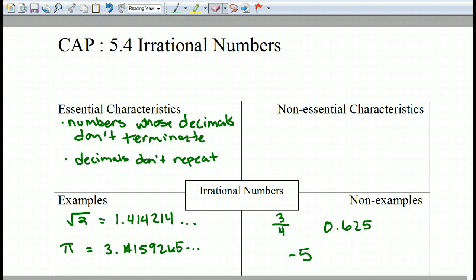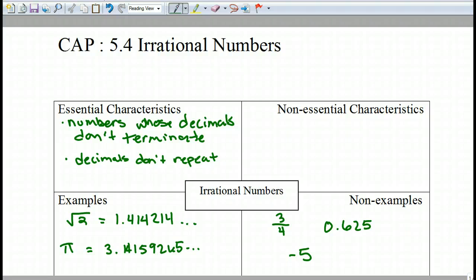That's the same kind of thing you have to think of when you think of numbers that are irrational. They're numbers whose decimals don't terminate. They go on forever and ever, and they're decimals that don't repeat. Okay? Yes, this is the definition of irrational numbers. I'll deal with that in a few minutes.